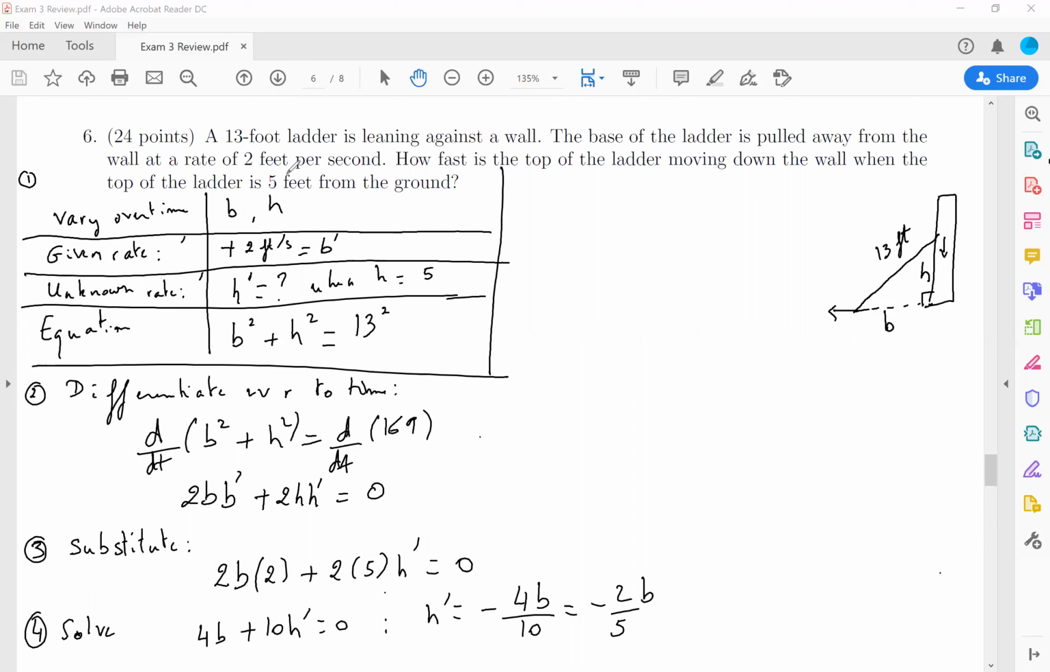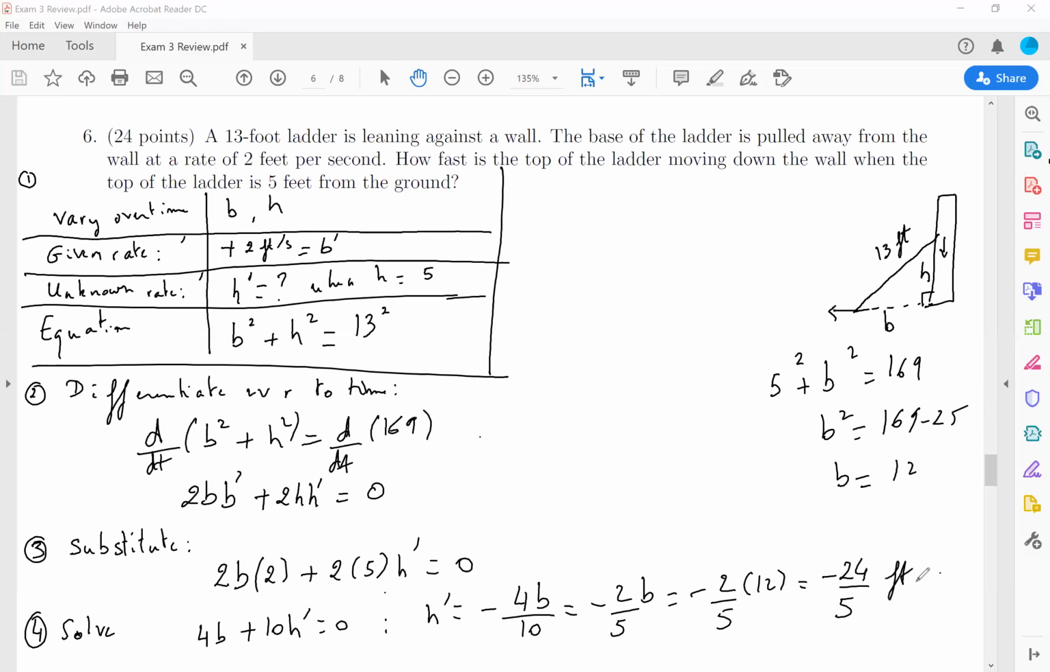So what we need to do is say, well, we want to know what's going on when h is 5. Remember, we always have the equation h squared plus b squared equals 169. So we can figure that out. And so that means b is 12. So here the answer is going to be minus 2/5 times 12. So it's going to be negative 24/5 feet per second.